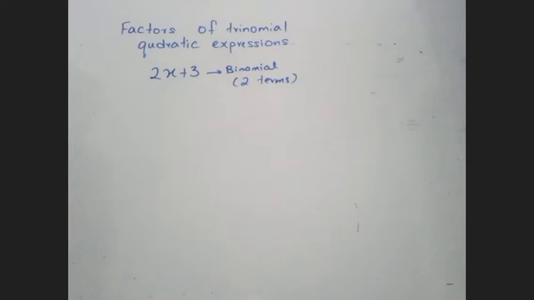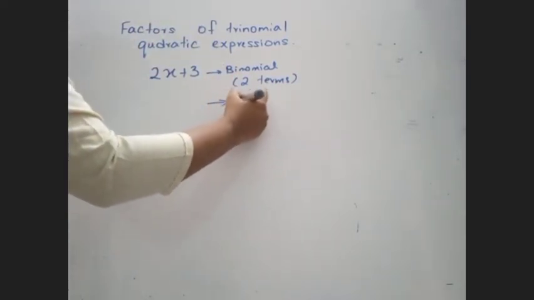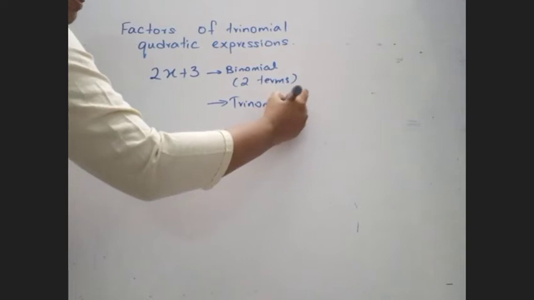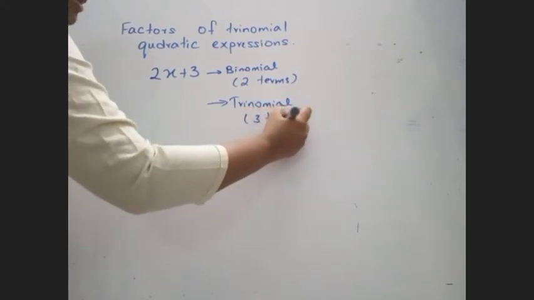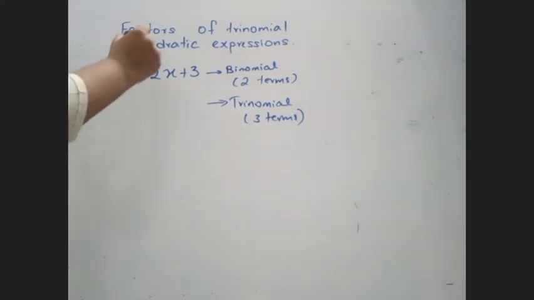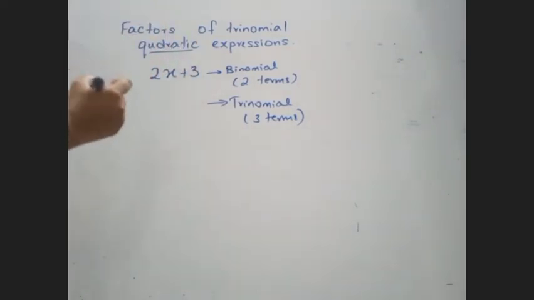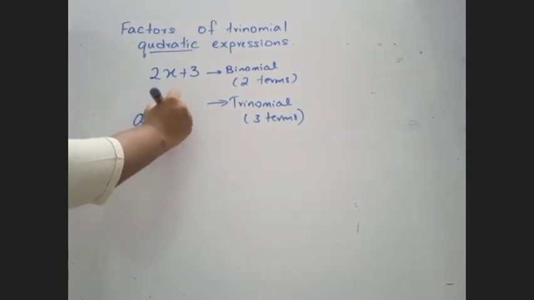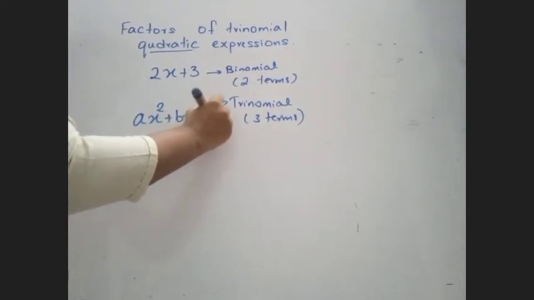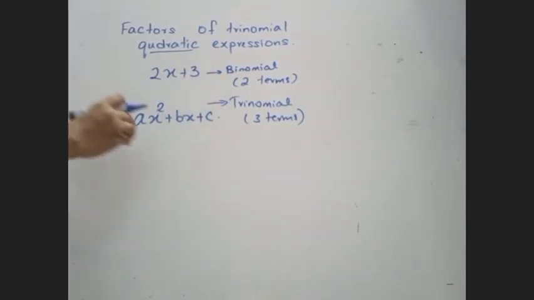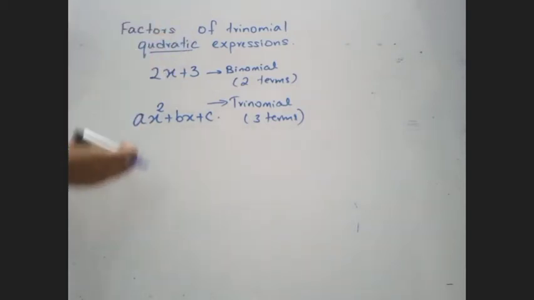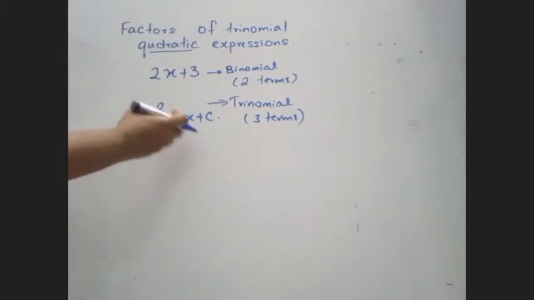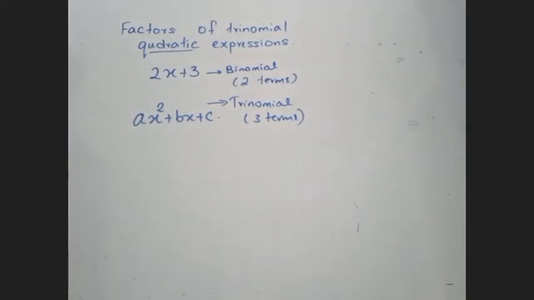Now let's look at the trinomial expression. Within the word itself you can understand it will be containing three terms. That means a trinomial quadratic expression. The format will be ax square plus bx plus c form. So there will be three different terms. The orders can be changed, but before you factorize this trinomial quadratic expression, you are supposed to rearrange it in this specific order, so it will be easier for you.